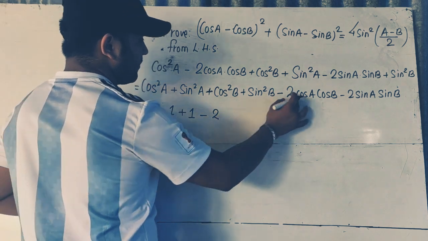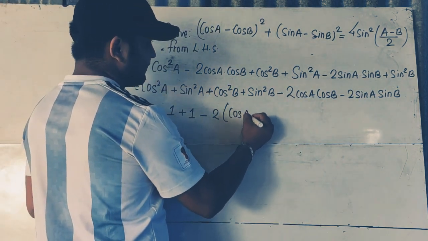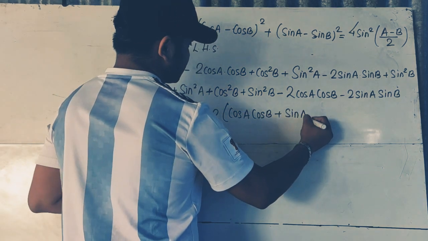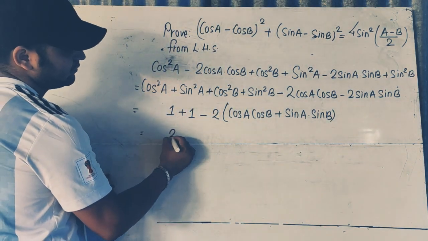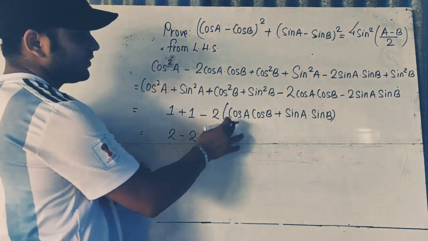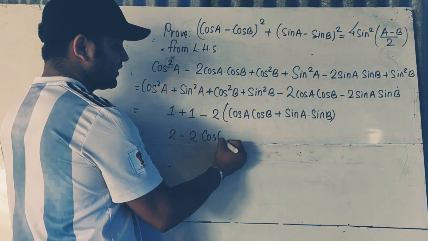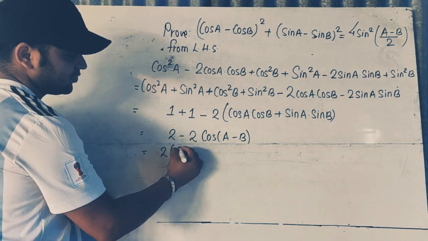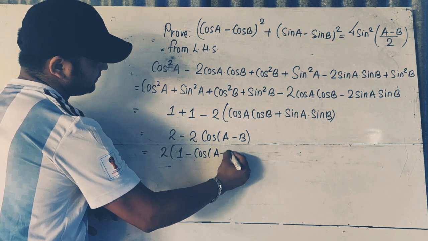Now you can take 2 common from the last two terms. After taking it common you have cos a into cos b plus sin a into sin b. So 1 plus 1 gives you 2 minus 2. Now cos a cos b plus sin a sin b is the formula of cos of a minus b. Now again we can take 2 common. After taking 2 common we will have here 1 minus cos of a minus b left.